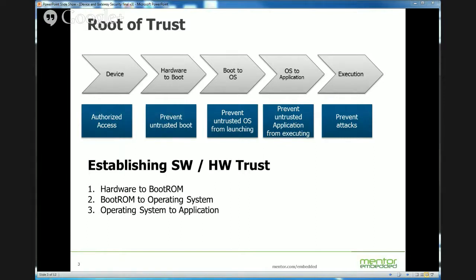And then when you go from boot to the operating system, you want to prevent any untrusted OS from launching, and of course any application being launched by the OS. And then during execution, you want to be able to prevent attack. So establishing that software-hardware trust: hardware to boot ROM to operating system, and operating system to application.